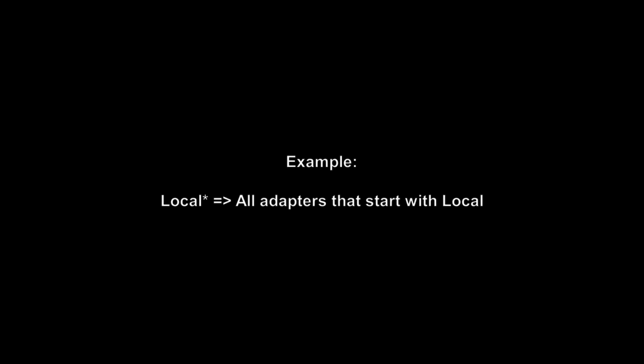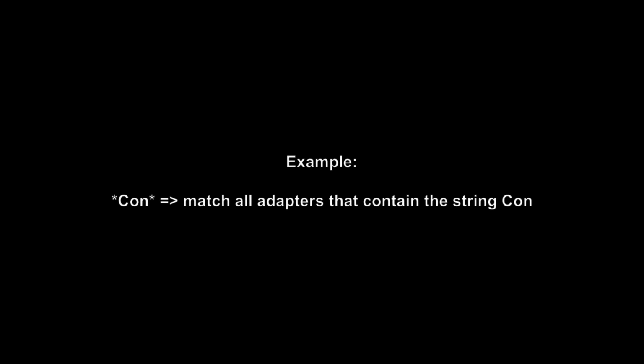For adapter names, ipconfig supports the use of the asterisk wildcard character to specify either adapters with names that begin with a specified string, or adapters with names that contain a specified string. For example, local* matches all adapters that start with the string local, and *con* matches all adapters that contain the string con.